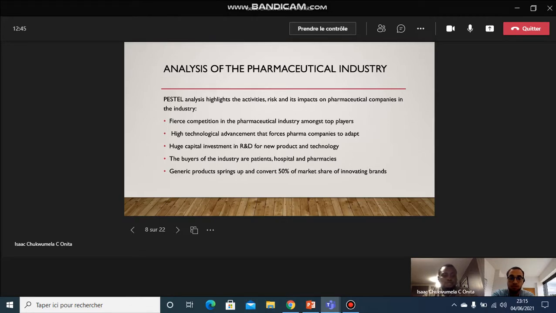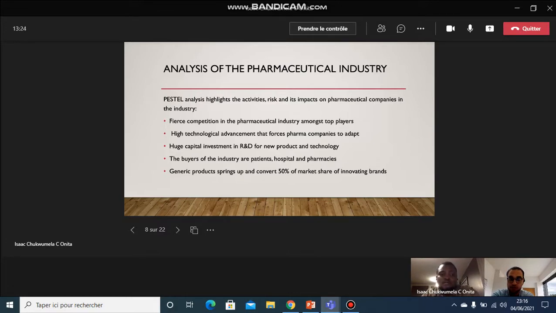So those are the major buyers they have in the industry. And then generic products spring up to take 50% of the manufacturing market share of the innovating brand. Like I told you, it is capital intensive for them to invest in a product, and finally getting that product to come through is another thing. So when you get that product to come through, generic companies, after the patent expires, come in to manufacture the same product but sell it a whole lot cheaper. Meanwhile, the innovating brand has most times not even been able to recover the money they invested in the product.